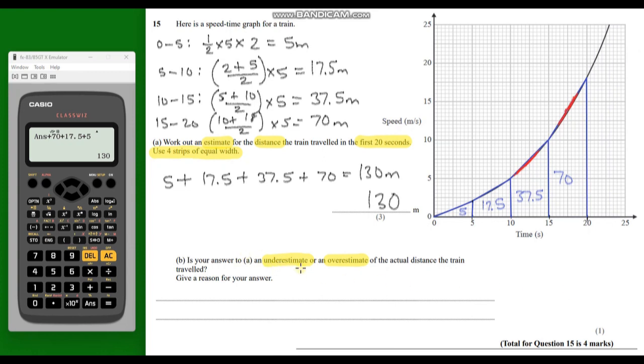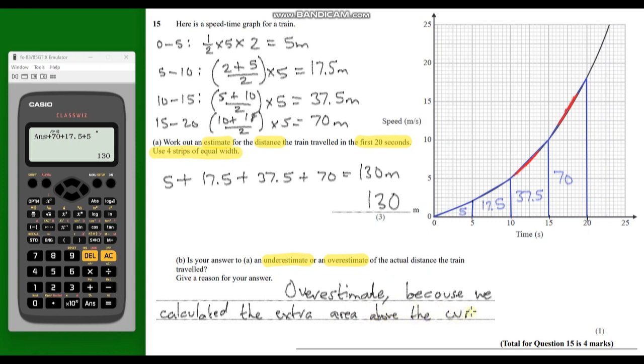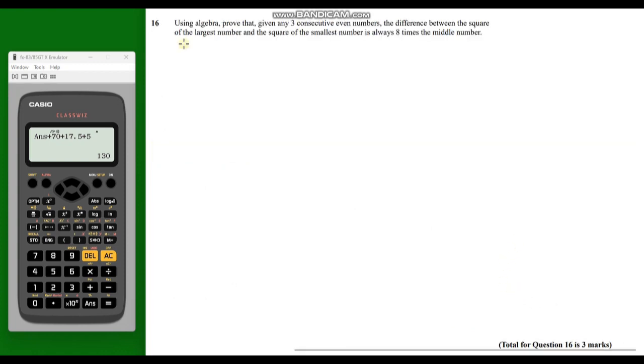So is your answer an underestimate or an overestimate? We have overestimated. So overestimate of the actual distance. Give a reason for your answer. So we can say overestimate because we calculated the extra area above the curve. So something like that. Obviously it doesn't need to be word for word, just showing that we've calculated area that we shouldn't have calculated.